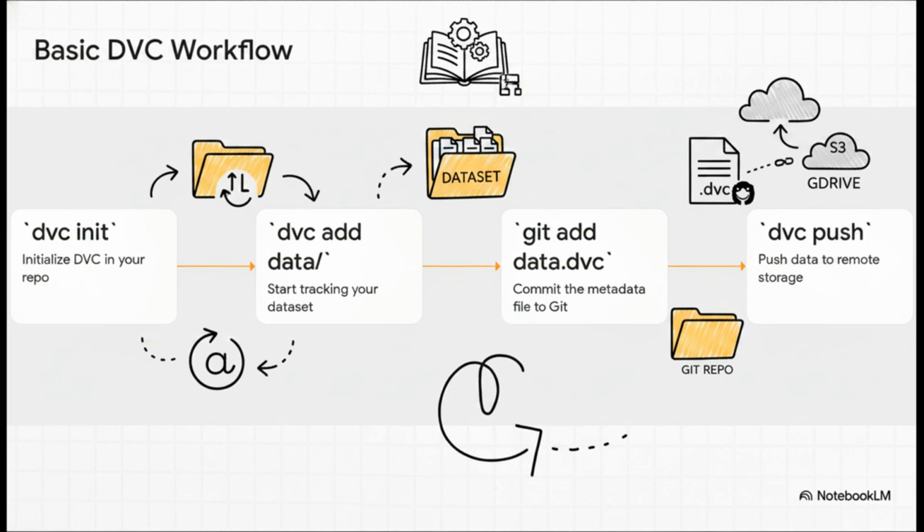You initialize DVC, you tell it which data to track, and then Git just handles a tiny little pointer file, while DVC pushes the actual heavy data off to cloud storage. It's a really elegant way to keep your data and your code in perfect sync.